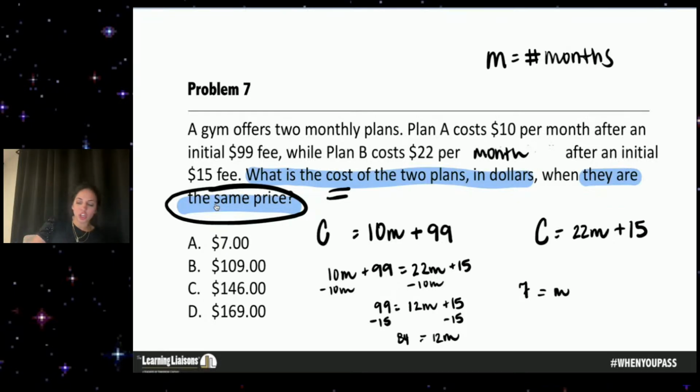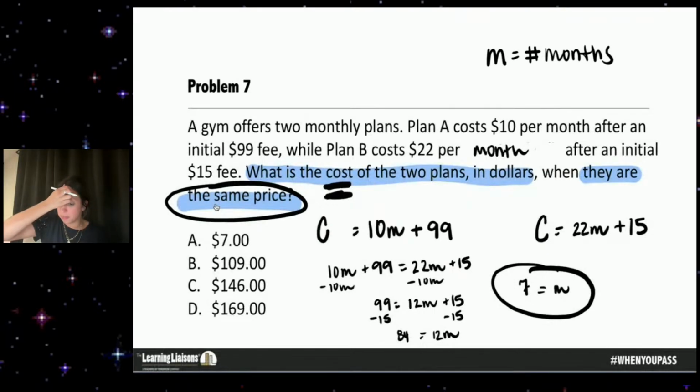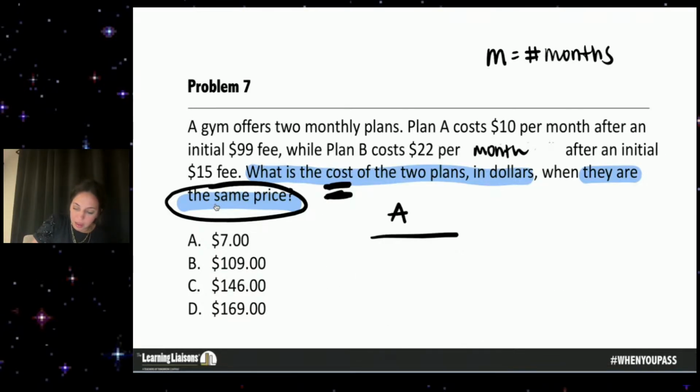They asked me what is the cost of the 2 plans. What did I find? The number of months it takes for them to be the same. So if I were to do a table, let's duplicate this and erase all of the hard work that we just did. And let's actually figure out the cost of plan A and plan B after 1 month, 2 months, 3 months, 4 months, and so on.